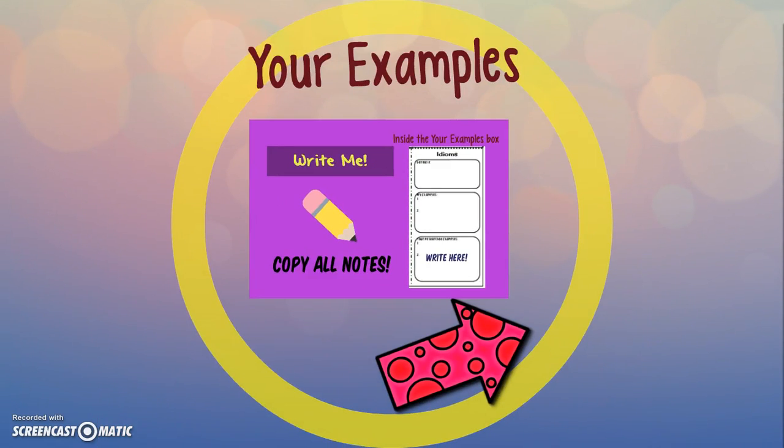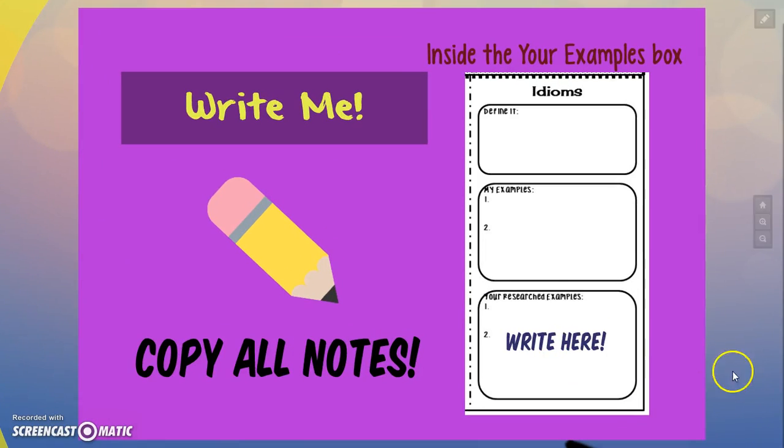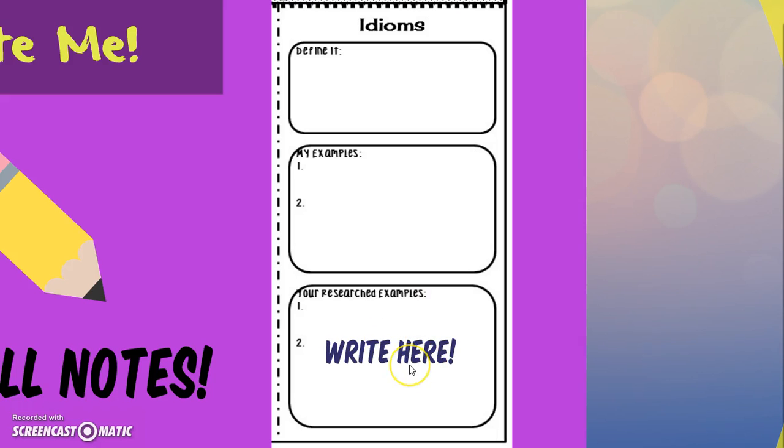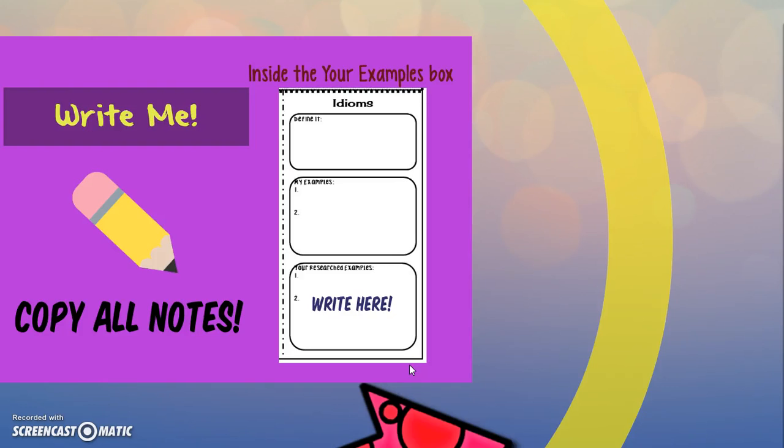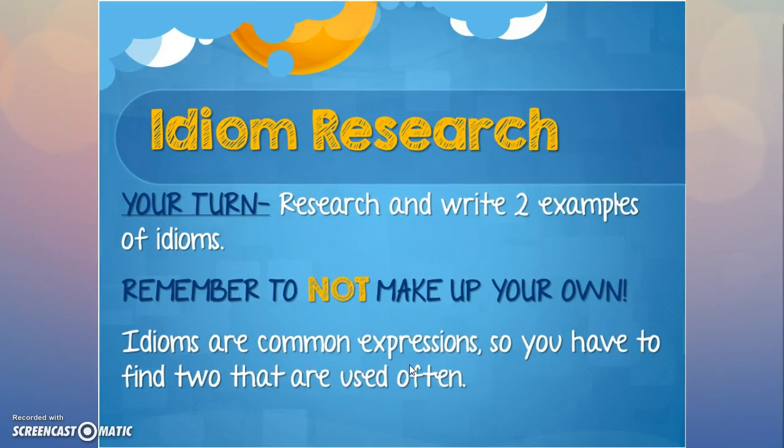It is time for you to give your examples. And this is a little bit different. Where you write it is pretty easy, but notice it says your researched examples. Because it's cultural, idioms are made in every culture in a way. You have to find 2 examples. Don't make up your own. You are going to find your 2 examples. They're common and they're used.